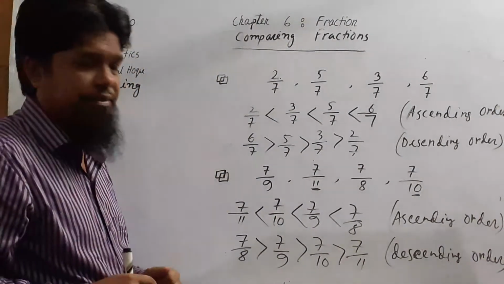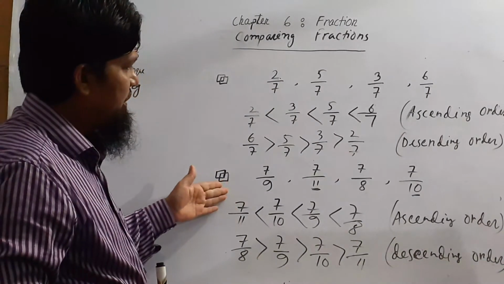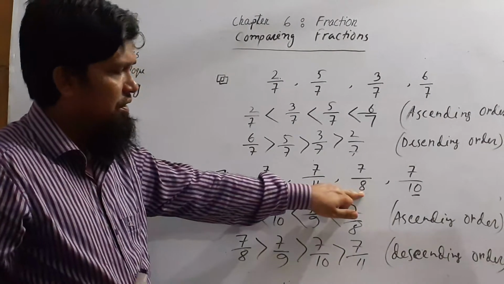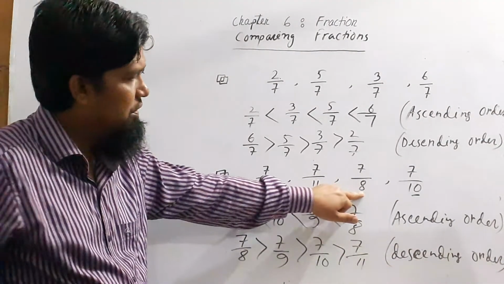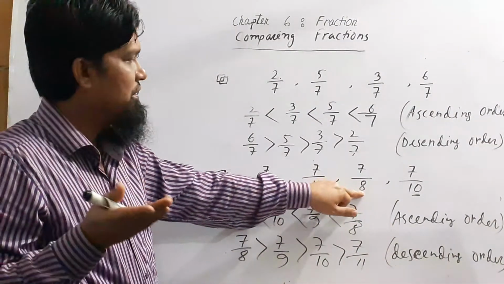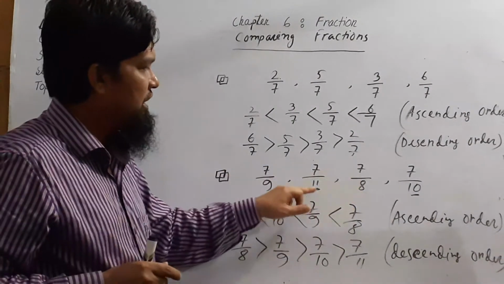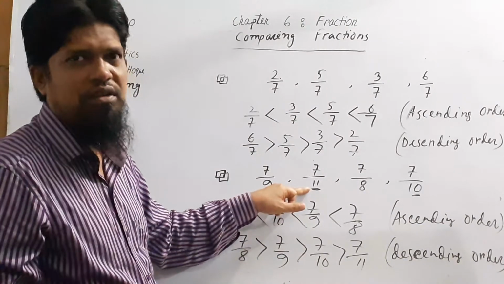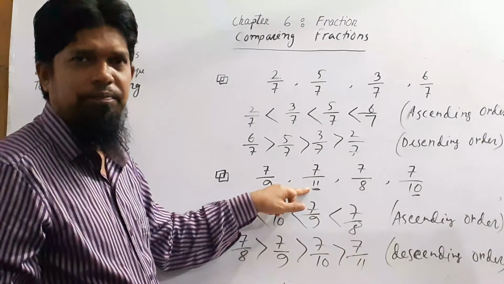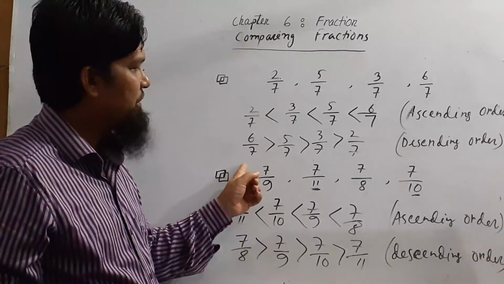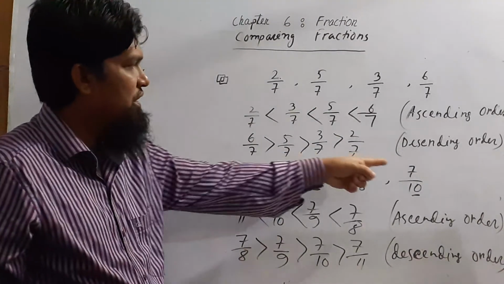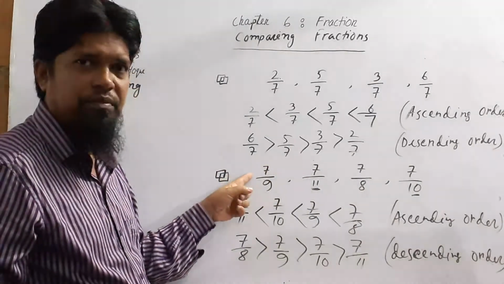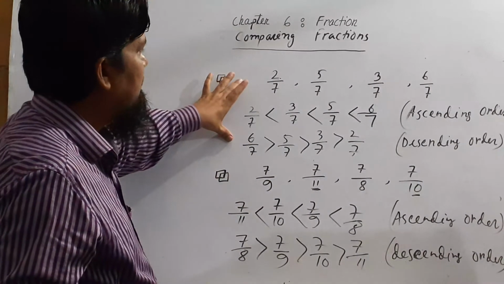So the main rule is, if the denominator is smaller, then the fraction is greater. If the denominator is greater, then the fraction is smaller. In the fractions with common numerators, all the numbers in the numerators are the same. That's why.